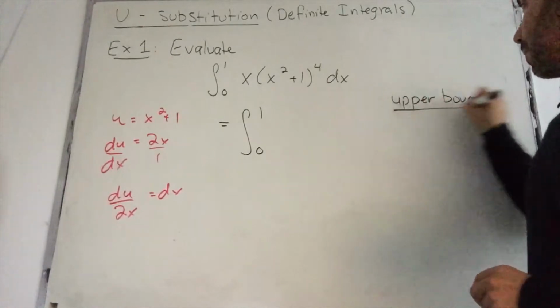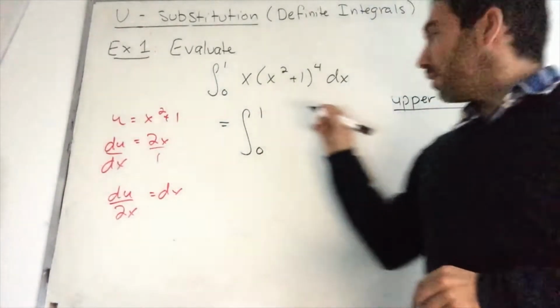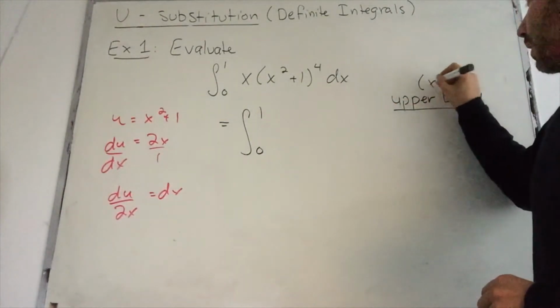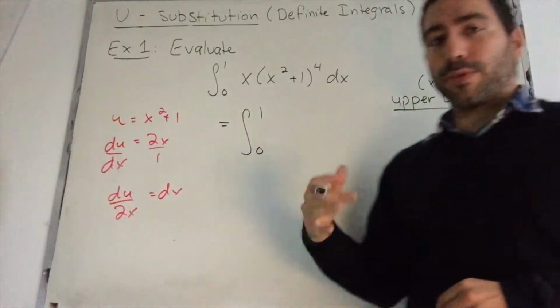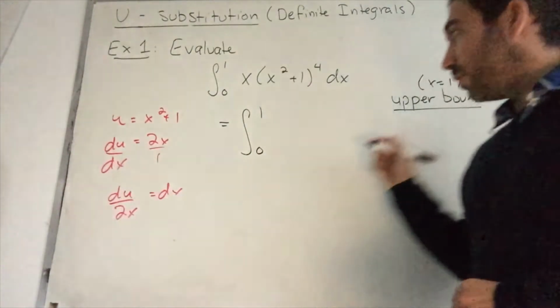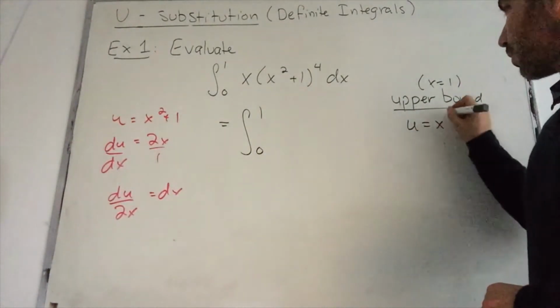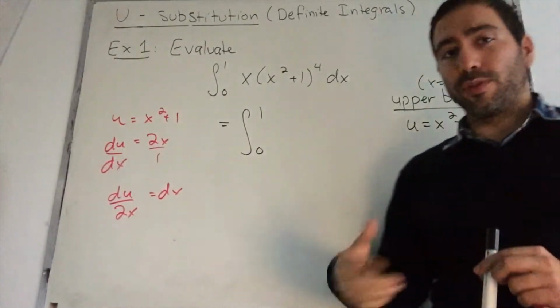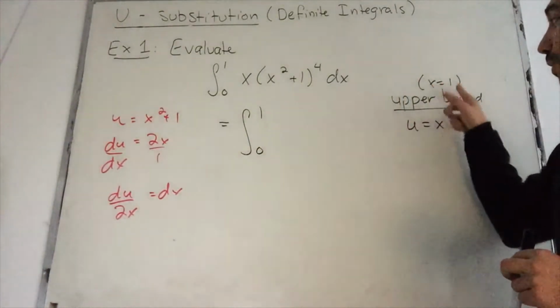So if we look at the upper bound, in this case in terms of x, it's 1. So the upper bound is x equals 1. We want to express the upper bound in terms of u. So we know that u is equal to x squared plus 1. So what you're essentially doing for the upper bound is substituting the x with 1.